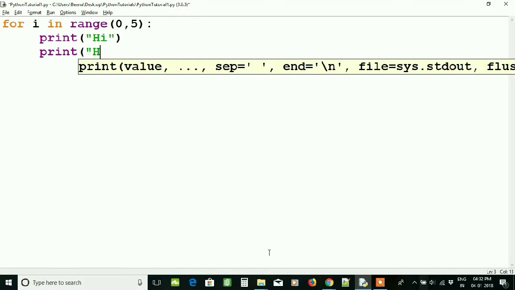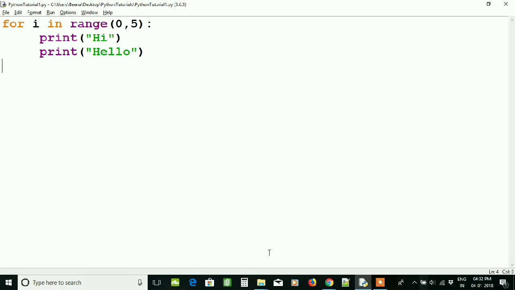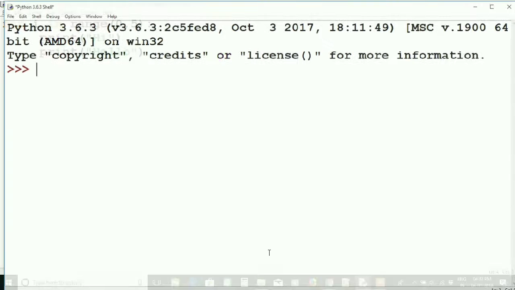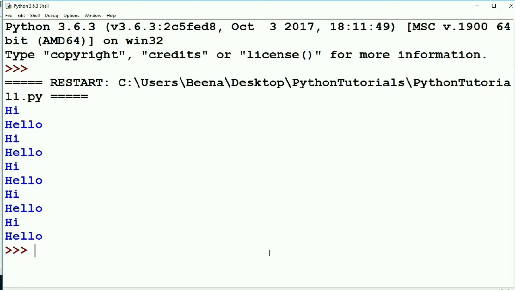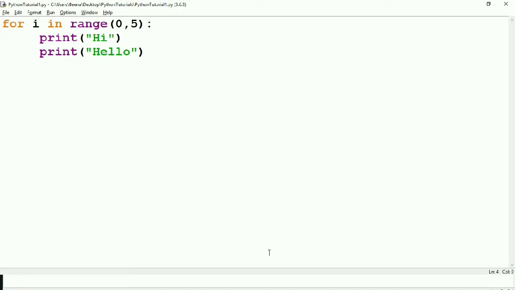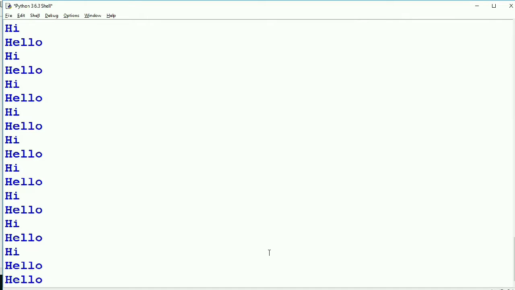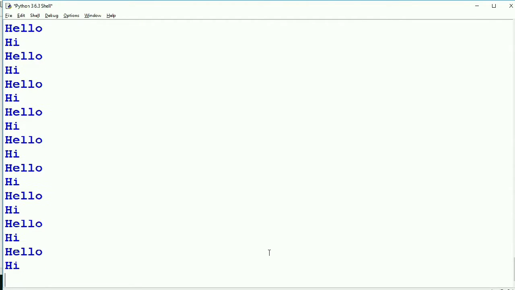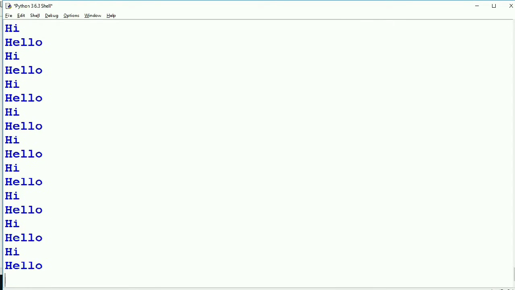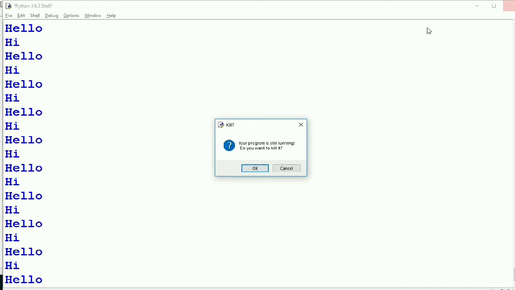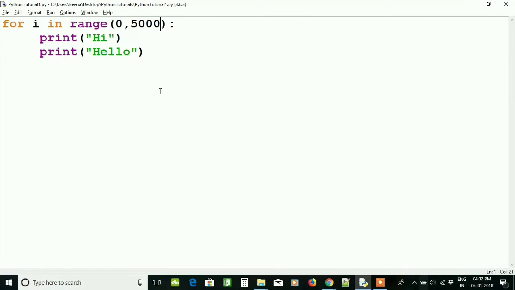Hello. Control S and then F5. See the output, hi hello, hi hello, hi hello 5 times. We can write any number of times. We can even write this 5,000 times if you wish. This would keep on going unless and until 5,000 times it gets printed. So right now I'm stopping it because we don't need to waste time on this. Correct? Okay. So you can write any number of times.